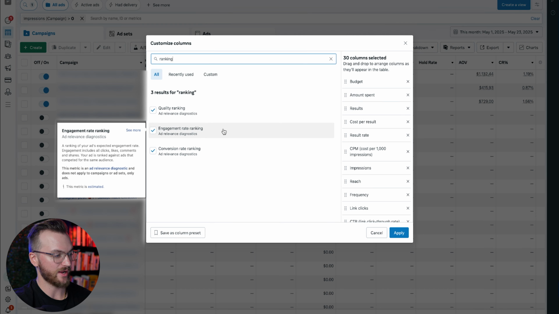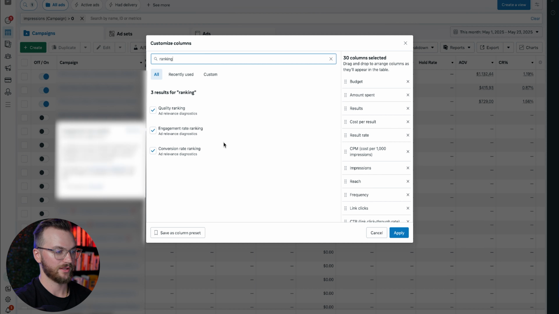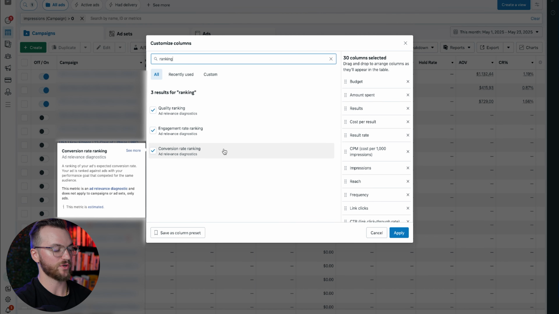Next, you have engagement rate ranking, which is a ranking of your ad's expected engagement rate. Engagement includes clicks, likes, comments, shares. And that's, again, measured against other ads and other people you're competing against for the same audience. Lastly, you have conversion rate ranking, which is a measure of your expected conversion rate against other competitors for the same audience. These are the main metrics that Facebook is using.